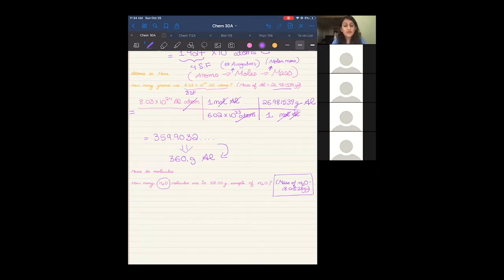Does anybody want to tell me how we go from mass to moles? So kind of like what I have been covering right here, what I just highlighted.